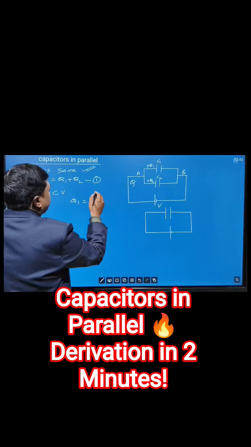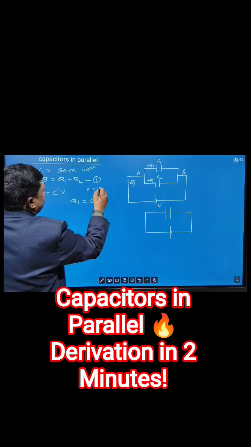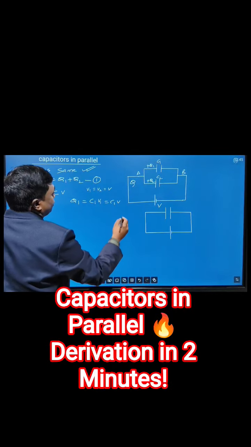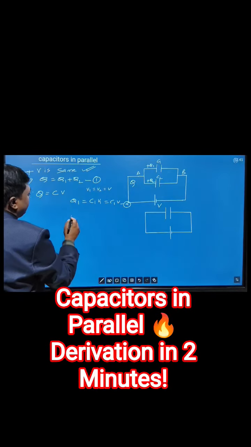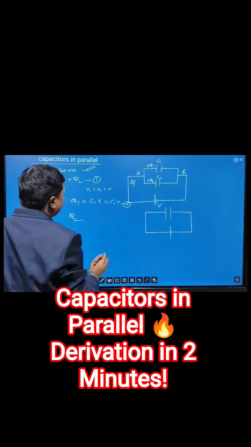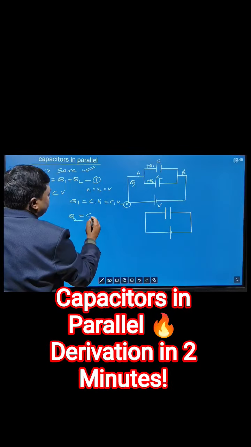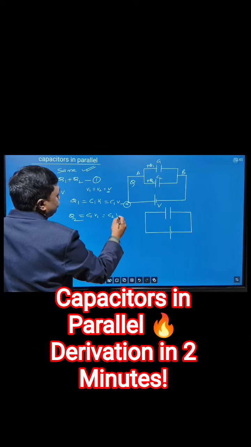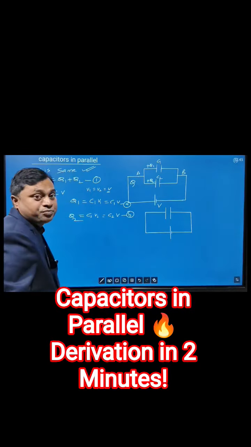Okay, C1 into V1, but as we know that V1 is equal to V2 is equal to V, so we can write C1 into V. Yes or no? Let's take this as equation A. Similarly, what is the charge stored in capacitor C2? That is Q2 is equal to what? C2 into V2. As V2 is nothing but V, so we can write C2 into V. Let's take this as equation B.